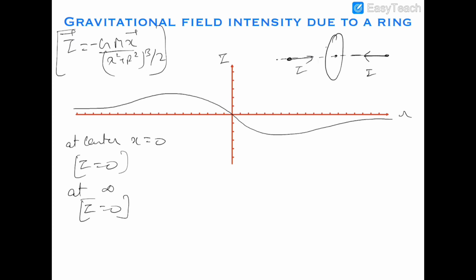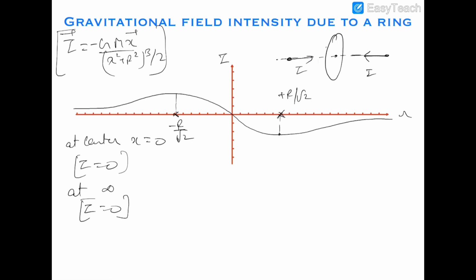Now if we wish to find the points where it is maximum, we can easily find them by maxima and minima, by differentiating this intensity. So these points would be plus R by root 2, and this would be minus R by root 2. At these points, I would be maximum, and we can also find the maximum value of I, and this is the graph of the gravitational field intensity of a ring plotted with x or r.